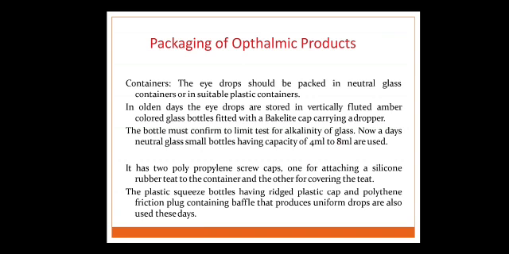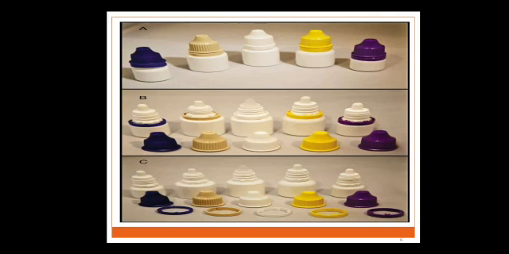Nowadays, a neutral glass having capacity of 4 ml to 8 ml is used. It has two polypropylene screw caps, one for attaching a silicone rubber teat to the container and the other for covering the teat. The plastic squeeze bottles having a rigid plastic cap and polythene friction plug containing a baffle that produces uniform drops are also used these days. Here you can see the various types of containers and closures for eye drops.